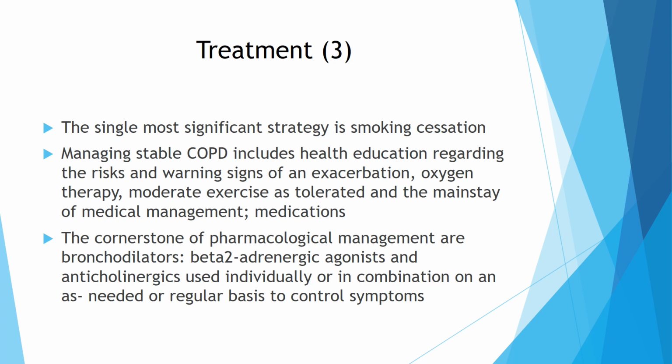Managing stable COPD includes health education regarding the risks and then the warning signs of an exacerbation, right? Because we want to tell them what's going to put them at risk. Actually, they should be able to tell us what is putting them at risk if they have self-awareness. And then there are warning signs of an exacerbation. If they've already had one exacerbation, they know how it goes, and they should be able to tell you, I know that I'm heading toward an exacerbation. Oxygen therapy, moderate exercise as tolerated, and the mainstay of medical management, which is medications.